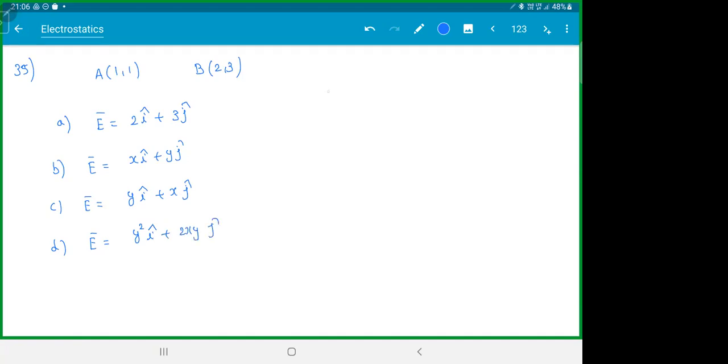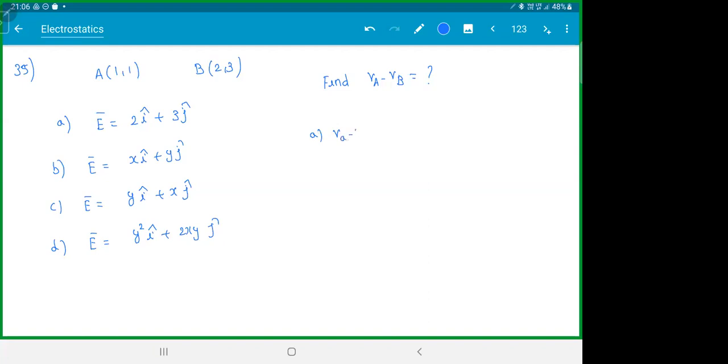4 different questions. Find the potential difference between A and B for these 4 questions. If the field is this, find VA minus VB. Field is this, find VA minus VB. Field is this, VA minus VB. I'll show you one for you guys.